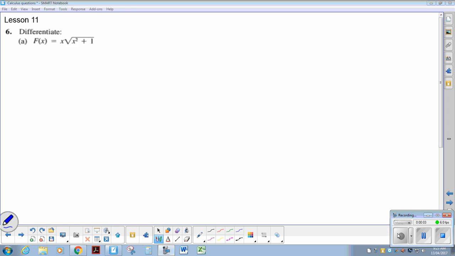Hello, I've had a question about Unit 3, Lesson 11, number 6a. It wants us to differentiate. So again, this is chain rule, but it's got some other rules tied in here. In this case, we have two functions. We have x, and then we have the radical. So there are two functions, which means we're going to have to use our product rule.